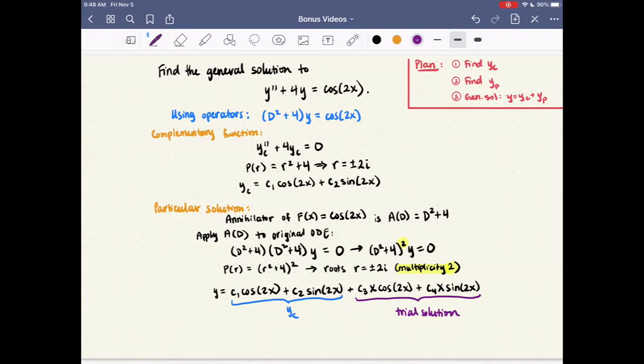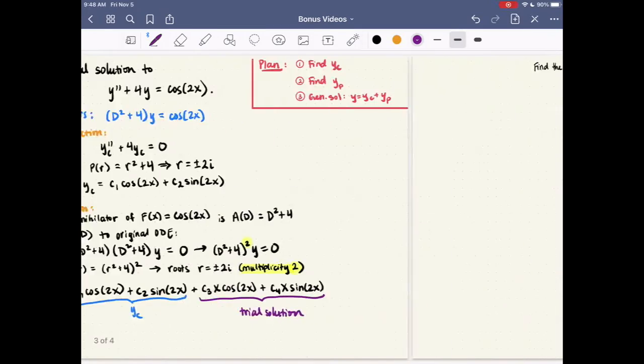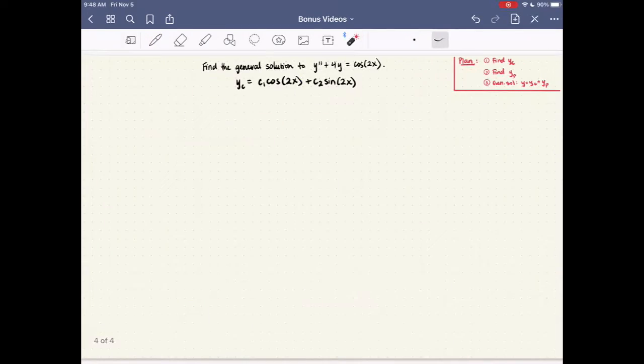All right, so I'm going to go on to the next page here. I just have a summary of what we have so far up here. We're finding the general solution to this equation. We have our complementary function, and we still have our general plan overall. Now that we have a trial solution, we're going to substitute the trial solution into the original ODE.